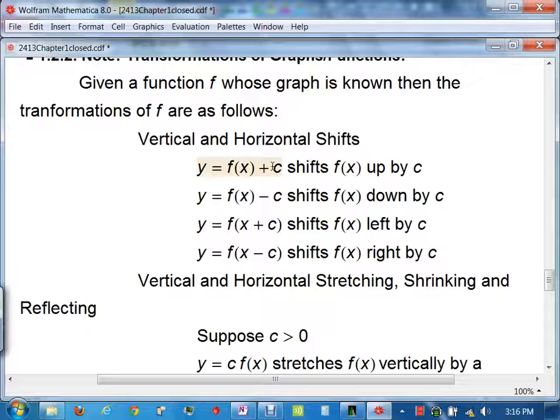I mean, adding C moves you up, subtracting C moves you down. That makes sense. Up, positive, down, negative. But for left and right, it's opposite of what you think. Adding doesn't move you to the right. Adding moves you to the left. Subtracting doesn't move you to the left, it moves you to the right.